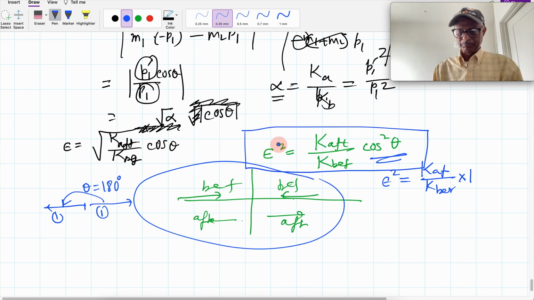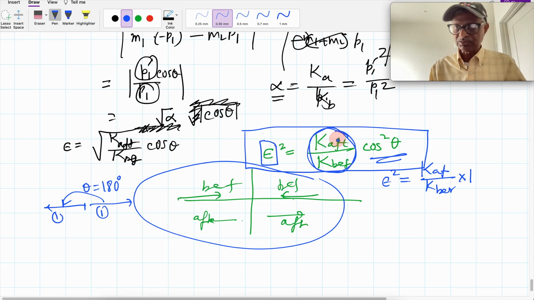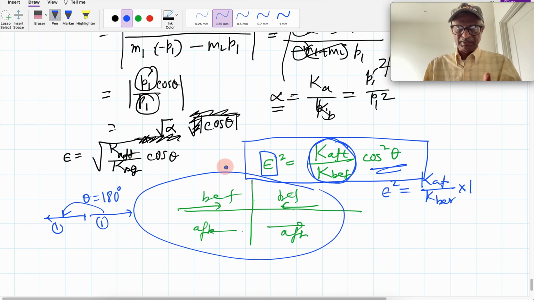I hope I didn't mess it up somewhere in the calculation. But you can see that epsilon itself is a nice proxy for what fraction of the kinetic energy was actually lost. It's a proxy. It's not exactly the same thing. Okay, that's what this calculation shows.